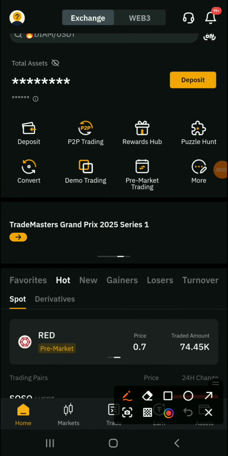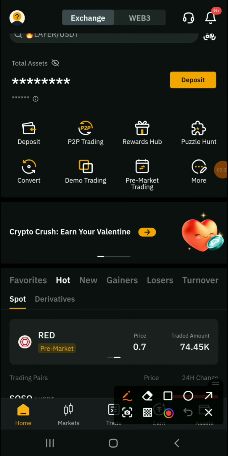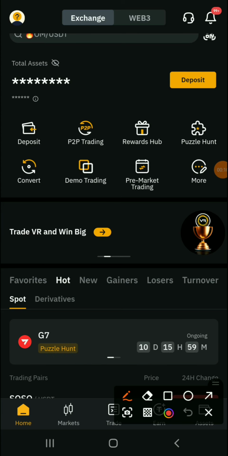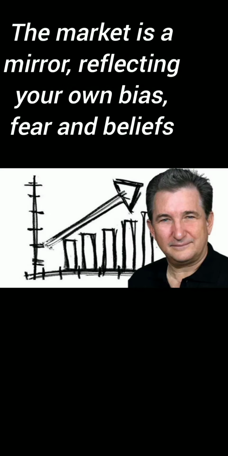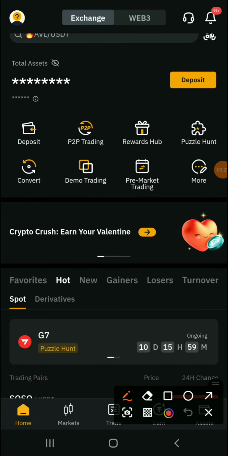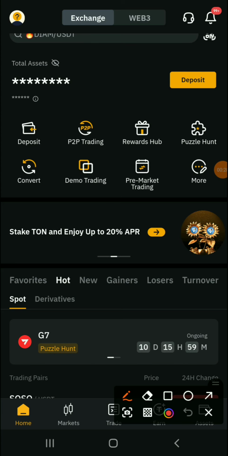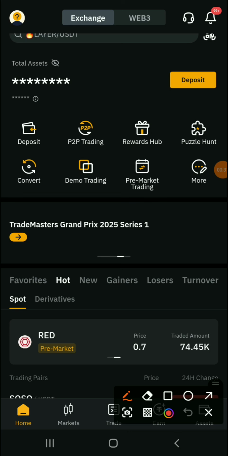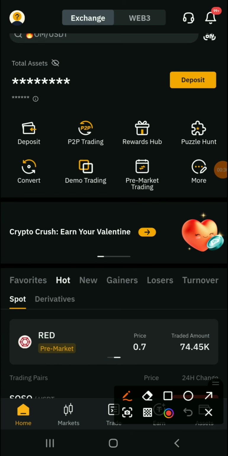What if I told you that you could crack the code to predicting market direction and enter the trading zone with confidence? A legendary trader called Mark Douglas once said, "The market is a mirror, reflecting your own bias, fears, and beliefs." But what if you could discover a secret strategy to decode the market direction using a potent combination of triple time frame, stochastic RSI, and the Bollinger Band?